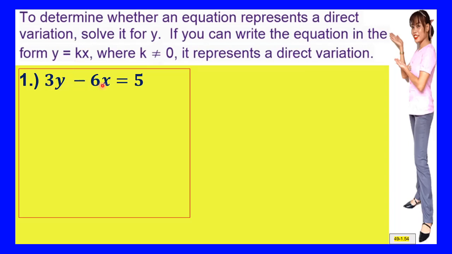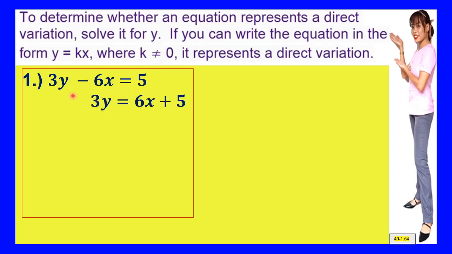3y minus 6x equals 5. Our reference here is the equal sign. There are only two sides of our equal sign, the left and the right. On the left, we had two terms, 3y minus 6x, and on the right, we had only 5. So, we want to target y that would be left in the left side of our equal sign. So we will transpose negative 6x first on the right side together with our 5. So the result would be 3y equals 6x plus 5. Negative 6x becomes positive 6x.